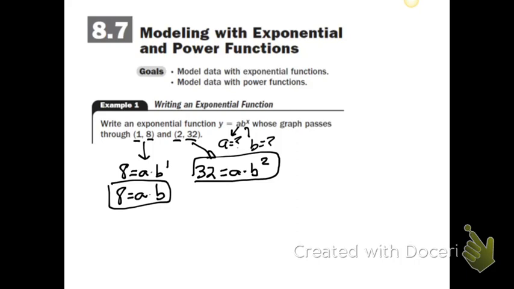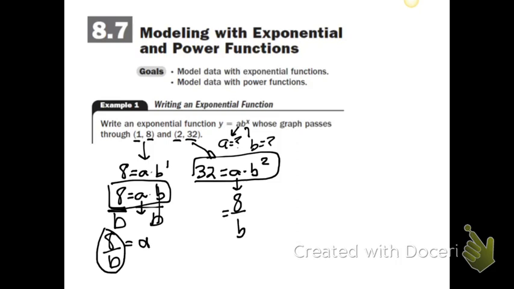Now there's a few ways of going about this. What I would do is solve for a in the first equation, and then substitute that expression in for a in the second equation. So let's solve for a in the first equation by simply dividing both sides by b. If we do that, we'll get a equals 8 divided by b. Now I can substitute that expression 8 over b in for a in the other equation and try to solve for b.